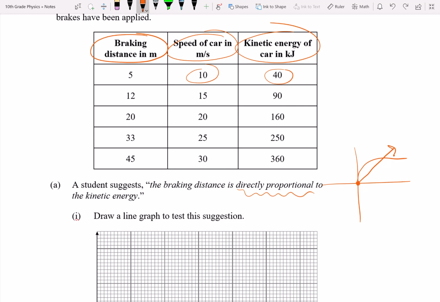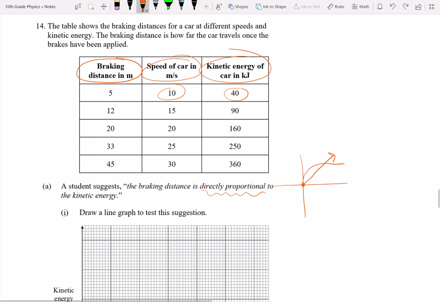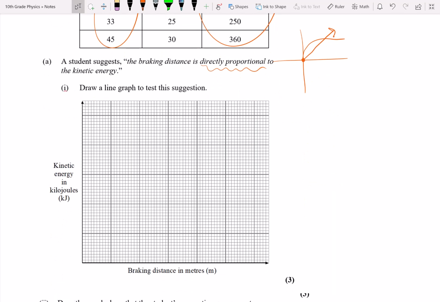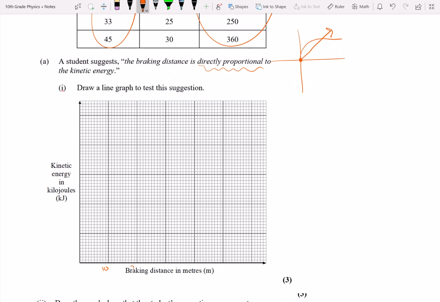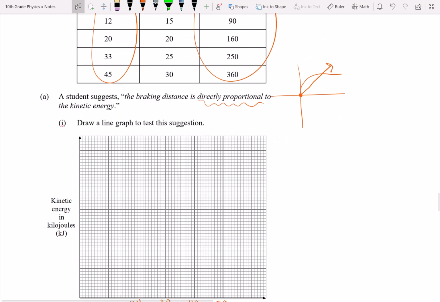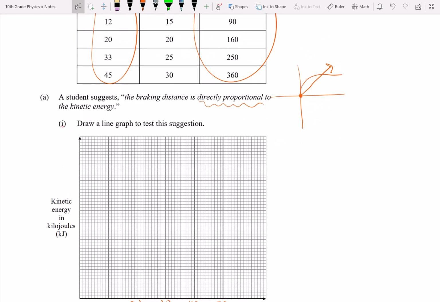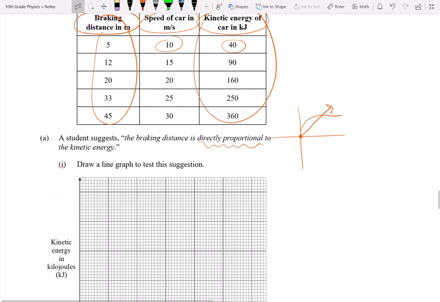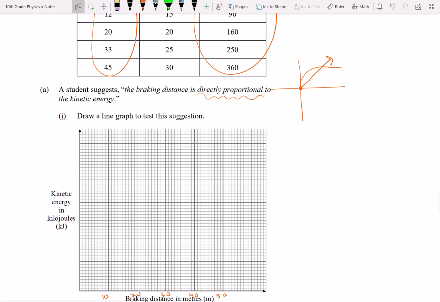So the first one is just graphing. Again, math knowledge. We're trying to graph braking distance versus kinetic energy. You see the braking distance down here. It looks like we're going to be counting by tens. Right, this is just basic math knowledge. Here we have to get up to 360: 100, 200, 300, 400, 500. Maybe if we count by 50s. I guess we have to count by 100s in order to fit all our data on there.